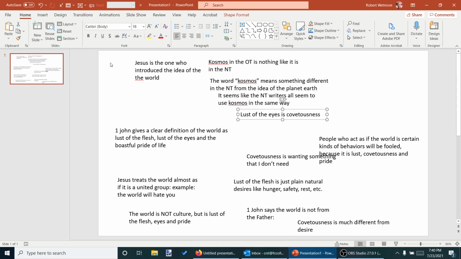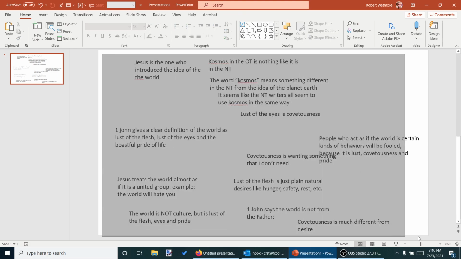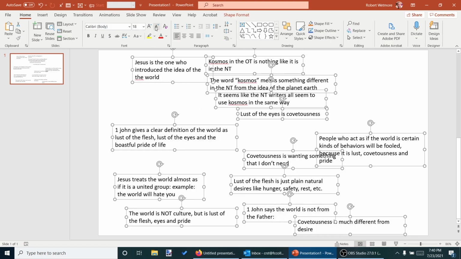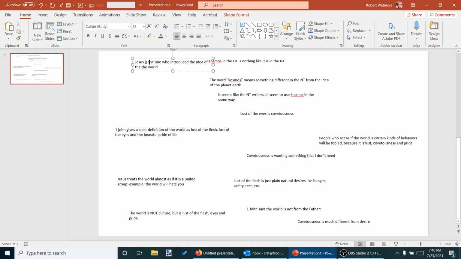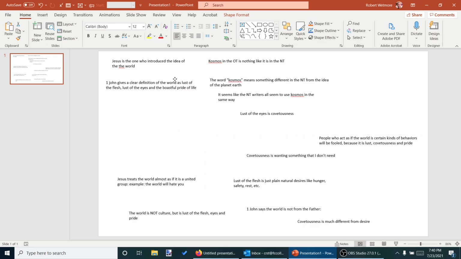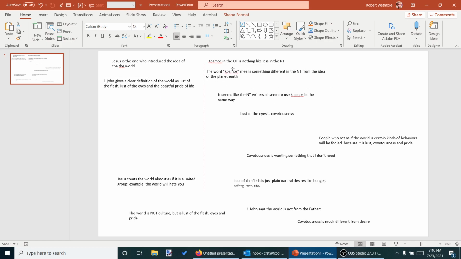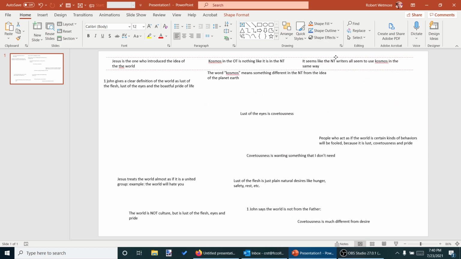Okay, so in this case, what I've got to do is take all these guys and make them smaller, to give myself some more space. It's going to be harder for you to read it, but it's going to be easier for me to organize it. And that's, as you can see, how important that is. All right. So these things all seem to be about the definition of the word world.